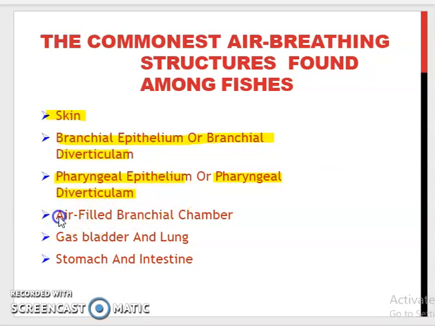Then it can be an air-filled branchial chamber. The branchial chamber itself can be modified to form air-filled sacs. Then there are the gas bladder and the lungs present inside these fishes. The stomach and the intestine can also be modified as accessory respiratory organs. This we have seen in the previous lecture, and today we will be discussing the opercular chamber, that is the air-filled branchial chamber.